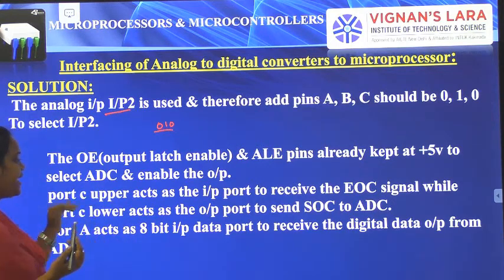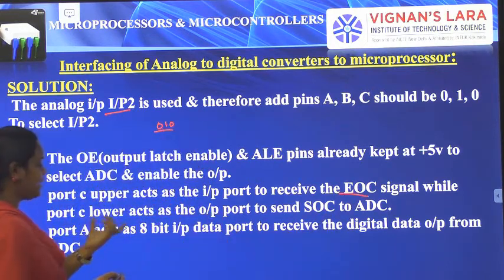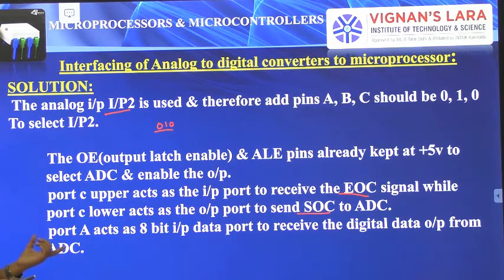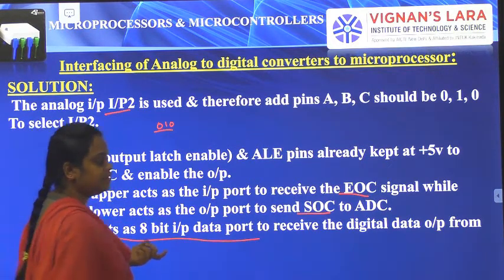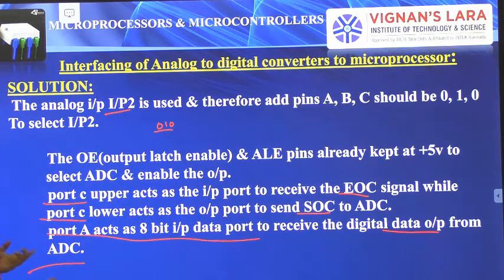the output. Port C upper acts as an input port to receive the end of conversion signal. Port C lower acts as an output port to send the start of conversion to the ADC. For sending the start of conversion, port C lower is used. For receiving the end of conversion from that analog to digital device, we are using port C upper. And port A acts as an 8-bit input data port to receive the digital data output from the ADC. For collecting the output from the ADC, we are using port A.